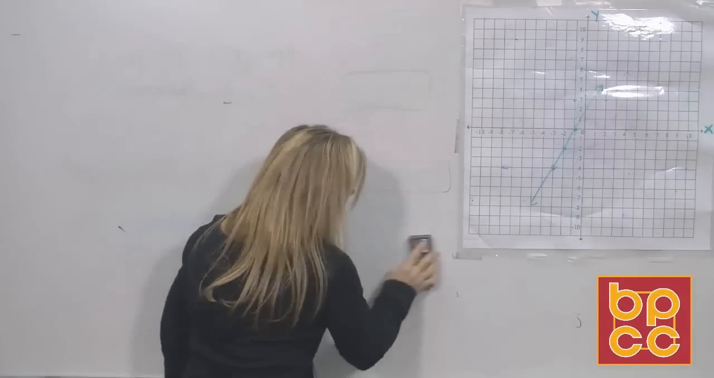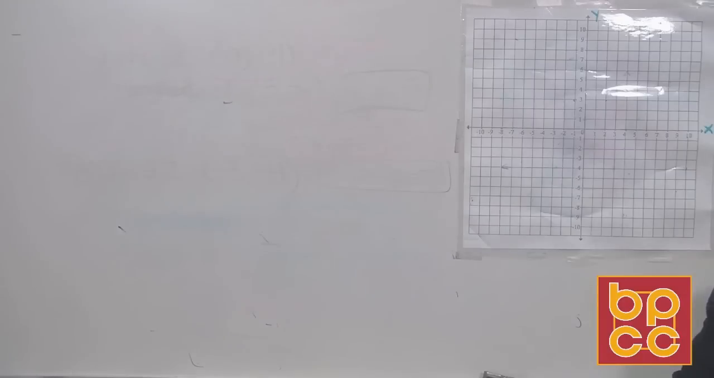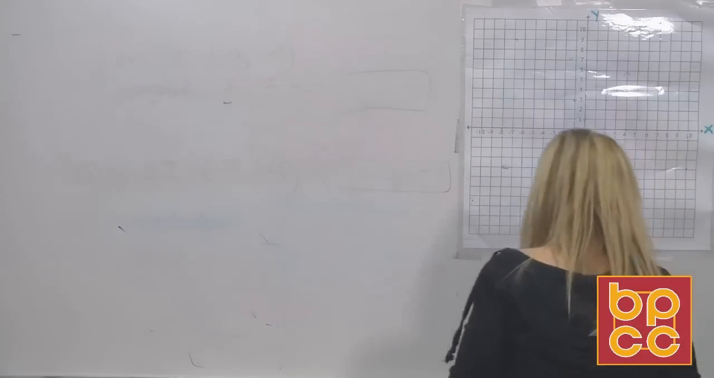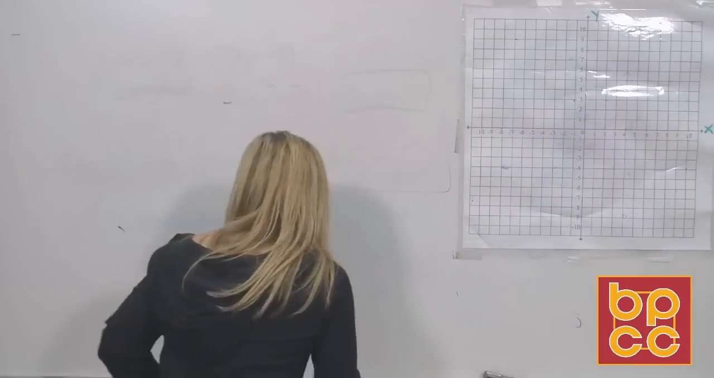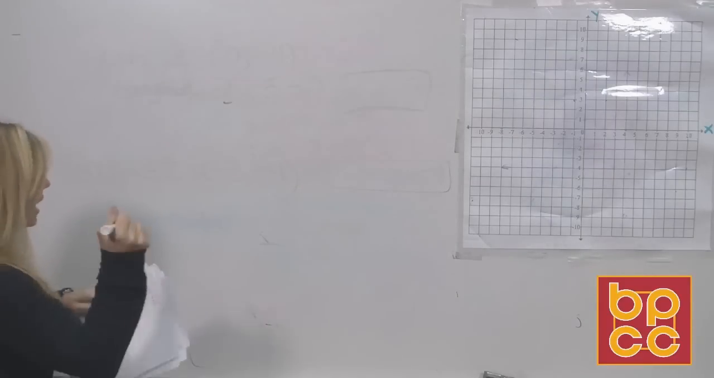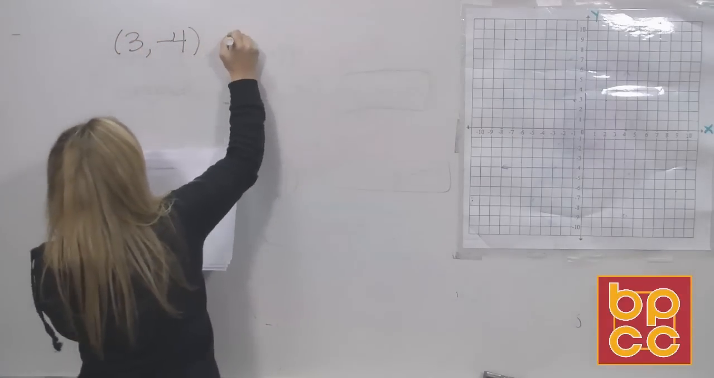All right, my third example. Again, I'm going to give you 2 clues. But watch what happens. I'm changing them up. My third example says, write an equation of a line given 3, negative 4, and the origin.